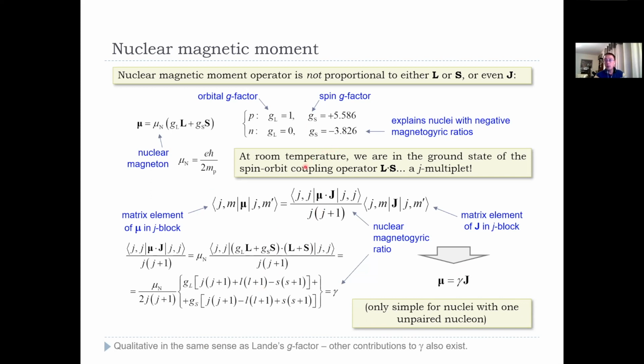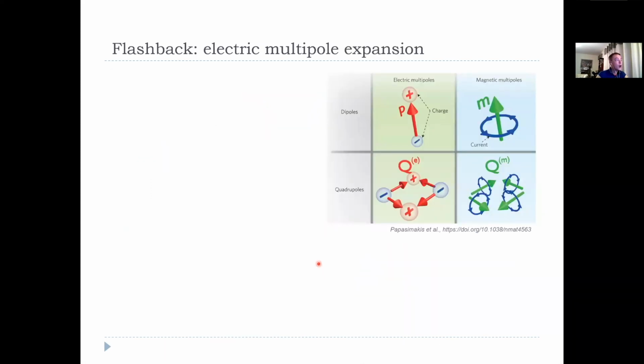Of course, there are a lot more interactions and perturbations, like Coulomb interaction, for example, between the protons, which we didn't even consider here. So other contributions to gamma also exist. So this treatment is qualitative in the same sense as the Lande g-factor, right? It's a sketch after all. Okay, so we more or less, I think, figured out where the magnetic moment is coming from.